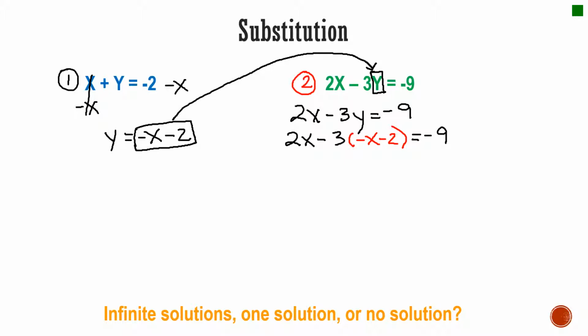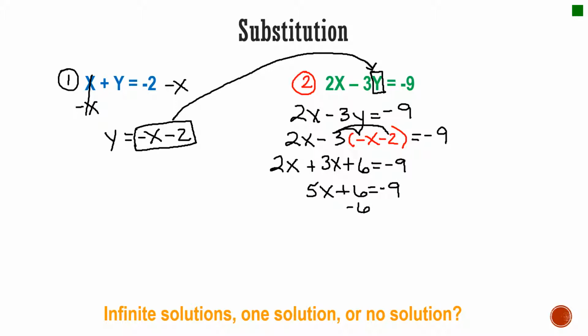equals negative 9. I'm going to go ahead and use the distributive property through there. I see I have a negative 3 that's got to be distributed all the way through. Remember, it's multiplied by everything in parentheses. So as I simplify, I end up with 2x minus, well, it's going to be a negative 3 times a negative x. So that's going to end up being plus 3x. I have a negative 3 times a negative 2, so that's going to be plus 6 equals negative 9. 2x plus 3x is going to be 5x plus 6 equals negative 9.